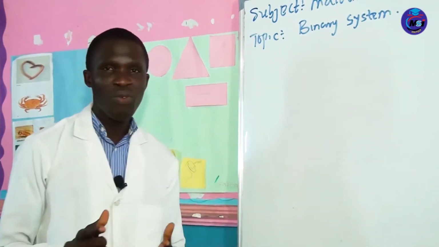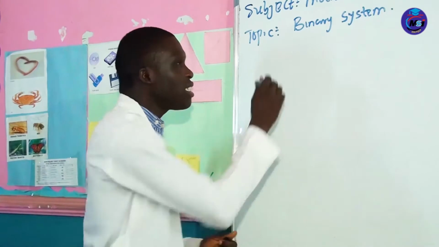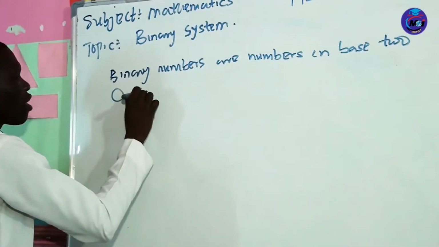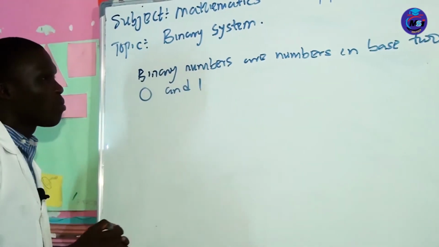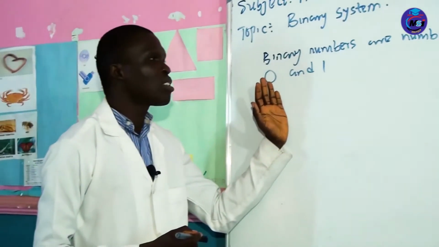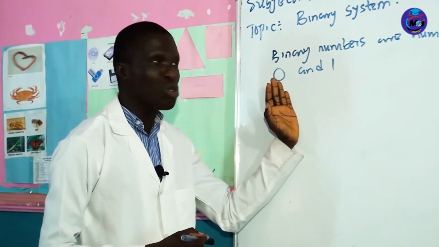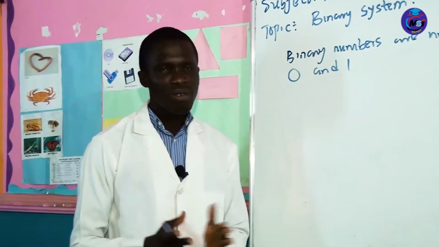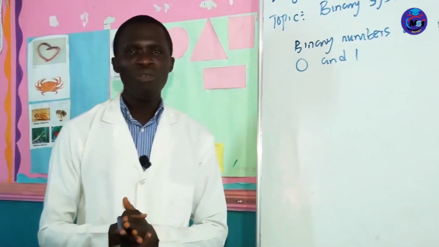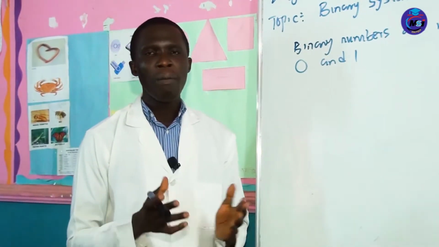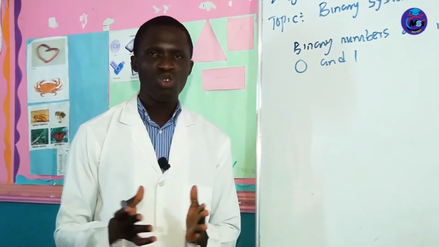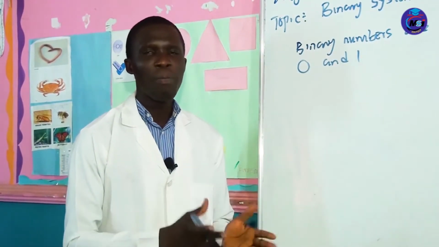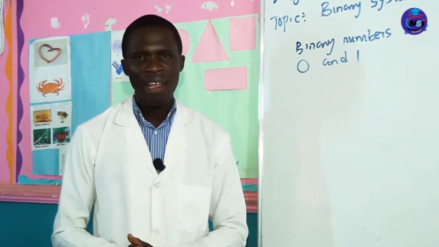Now I need to refresh your brain. Binary numbers are 0 and 1. We call these binary numbers because they are in base 2, 0 and 1. Now let's look at how to convert from base 2 to another base. How can we convert from base 2 to another base?